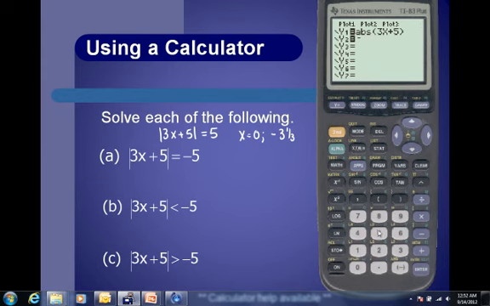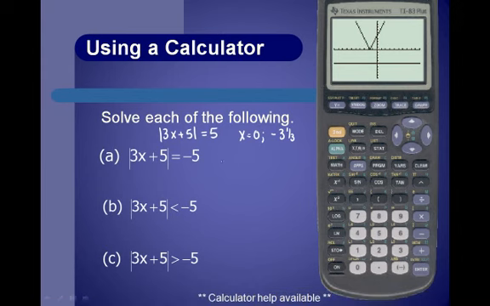Now, for the next example, we had the absolute value of 3x plus 5 stays the same, but the y2 is going to be negative 5. Well, when we graph that, there's our absolute value, there's our negative 5. You notice they never intersect, they never will intersect. Therefore, this one was no solution.